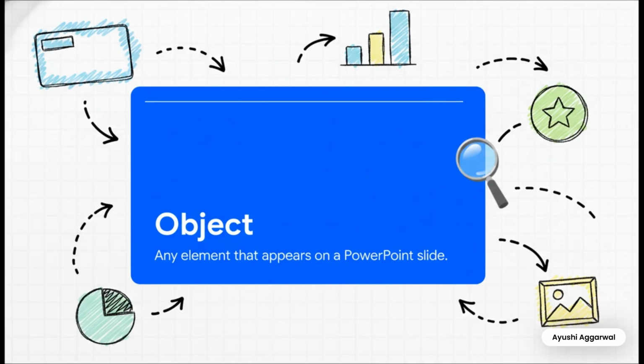And what about an object? Well, pretty much any element you put on a slide, whether it's text, a photo, a shape, or a chart, all of it is an object. To put it simply, anything you can click on, move around, or resize, that's an object.